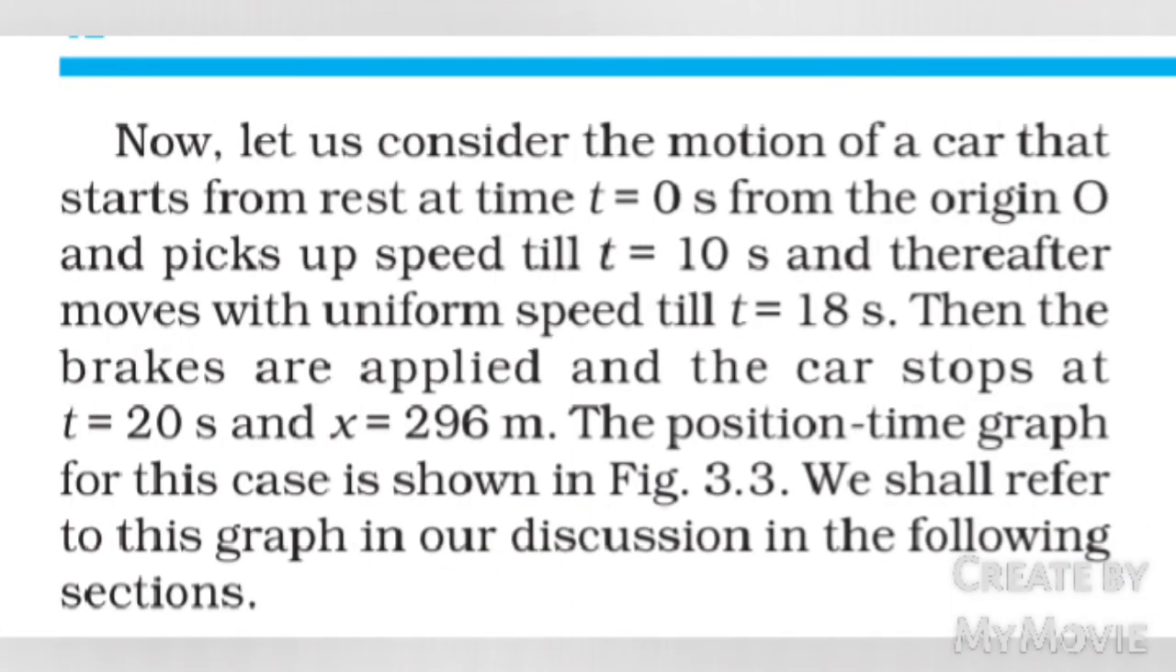Now, let us consider the motion of a car that starts from rest at time t equals 0 second from the origin O and picks up speed till t equals 10 seconds and thereafter moves with uniform speed till t equals 18 seconds. Then the brakes are applied and the car stops at t equals 20 seconds and x equals 296 meter. The position-time graph for this case is shown in figure 3.3. We shall refer to this graph in our discussion in the following sessions.